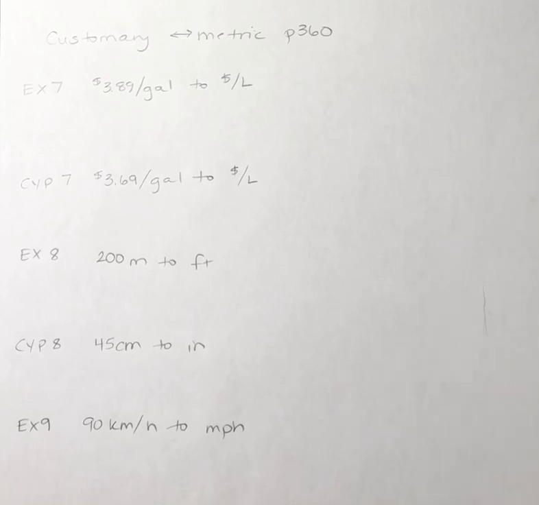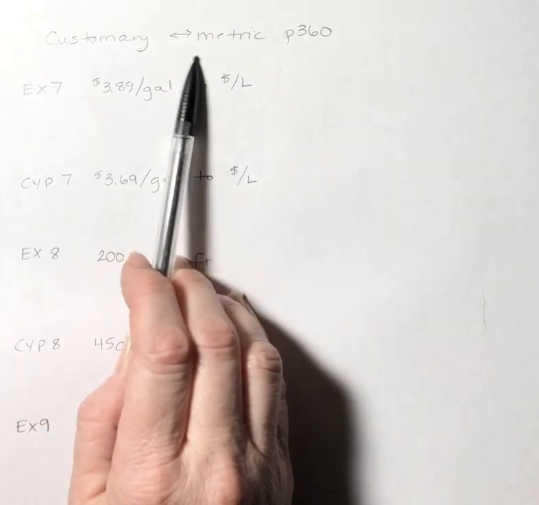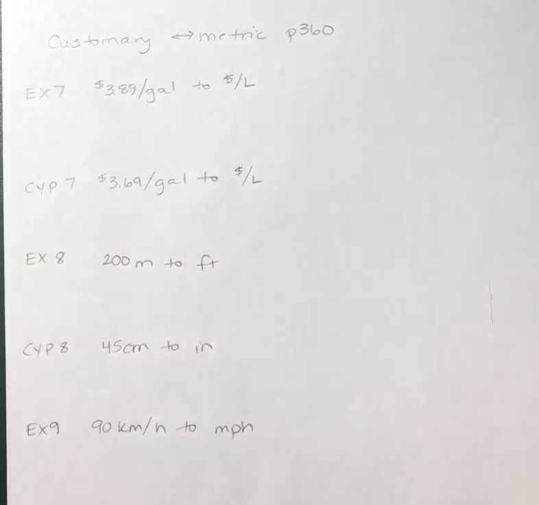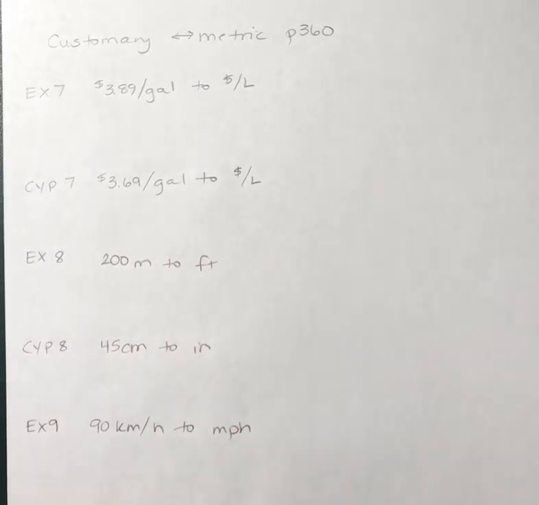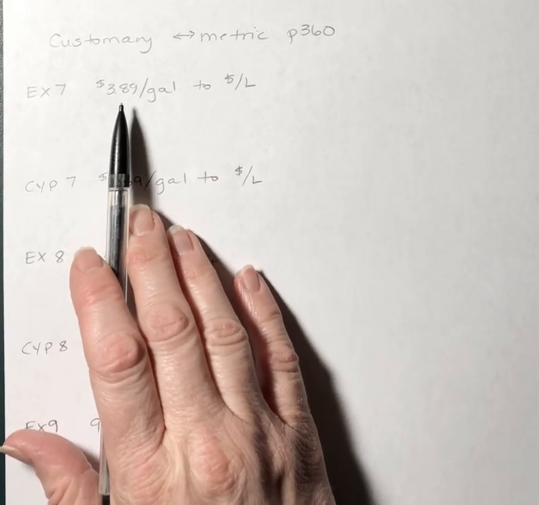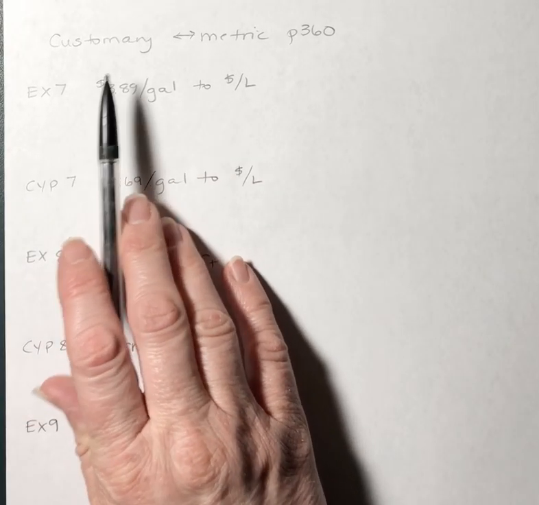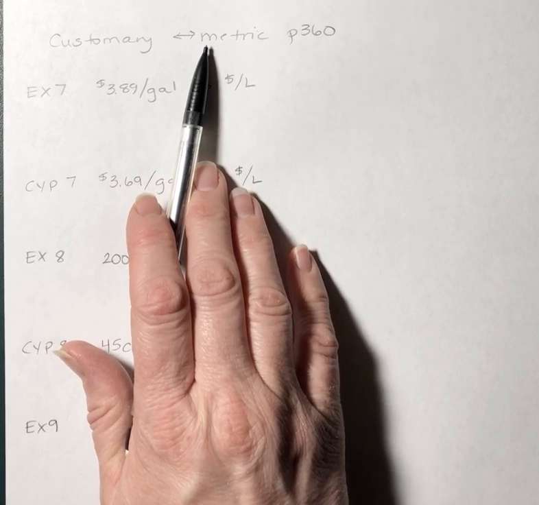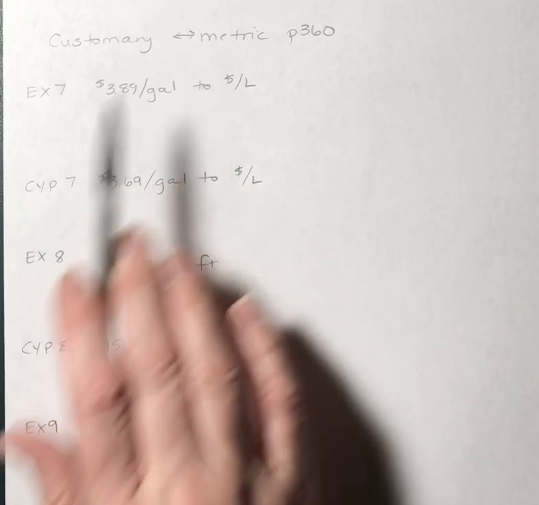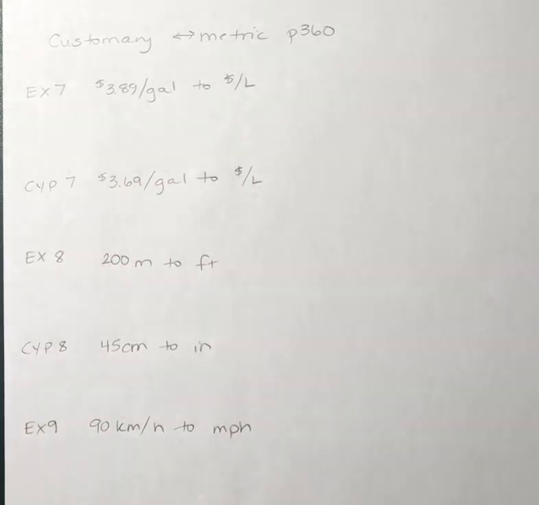All right, the last one is converting between customary and metric. So this is going from inches to centimeters or something like that, okay? The conversions for these, the chart that you need is on page 360 in your book, okay?